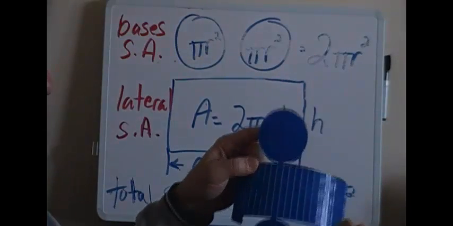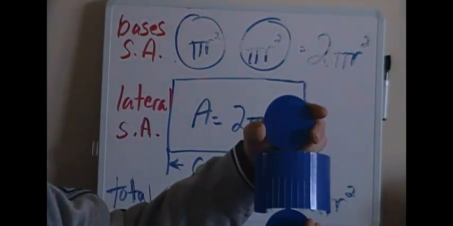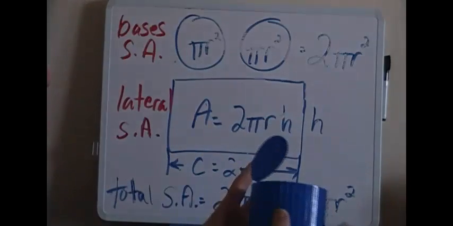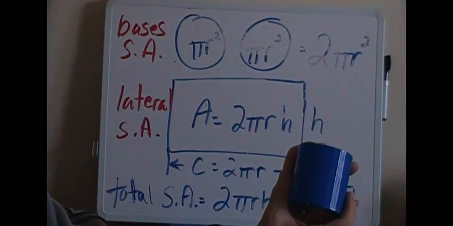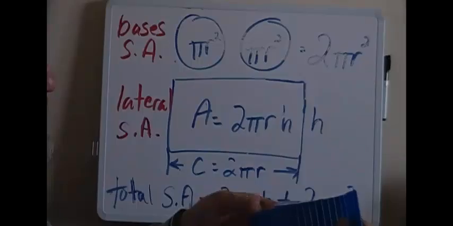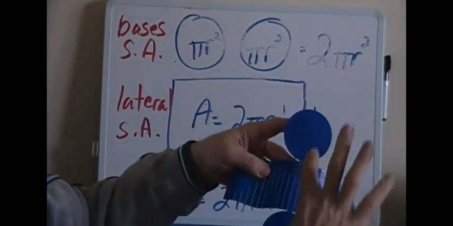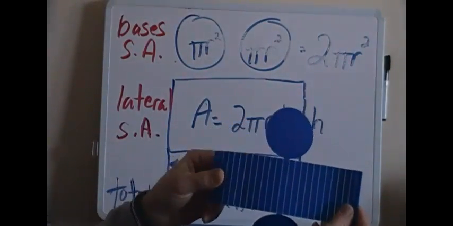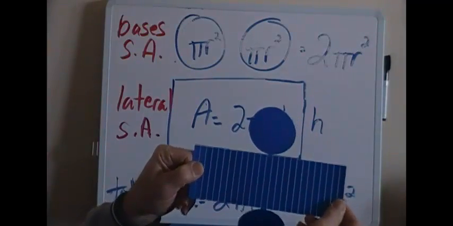And then, of course, you have a top and a bottom, or the two bases would be another way to look at it. So when we look at this surface area of a cylinder, we basically come up with three different calculations. These two are the same, of course, so it's really just one or two calculations.